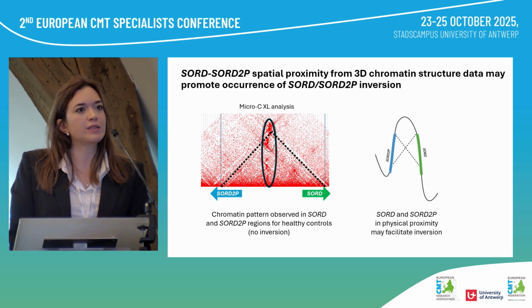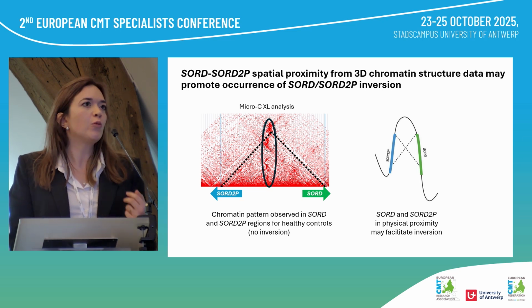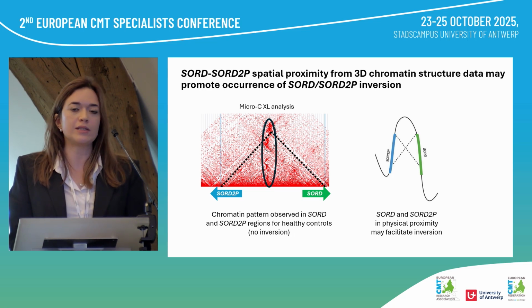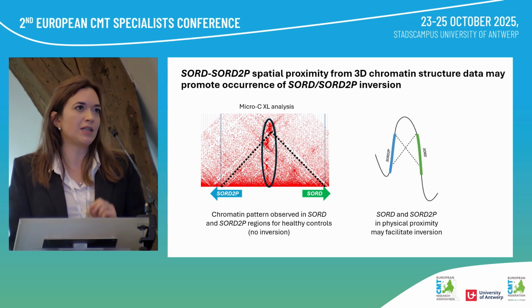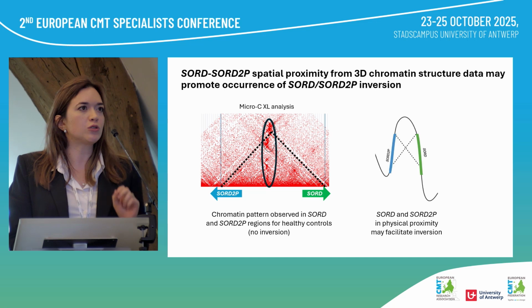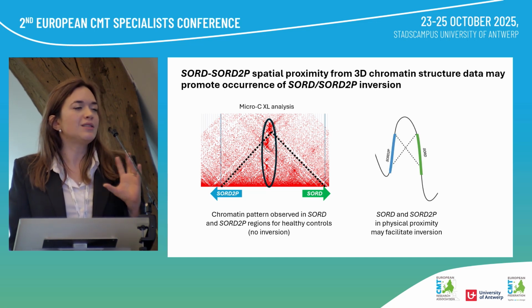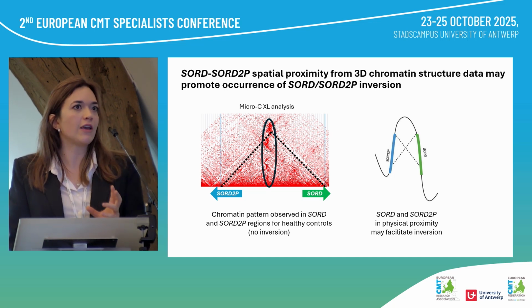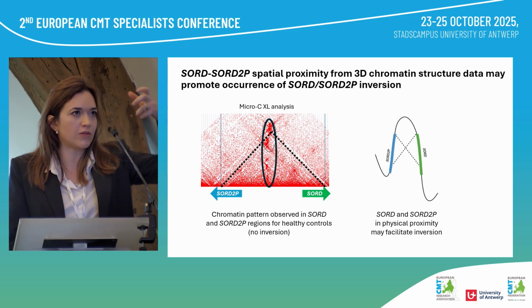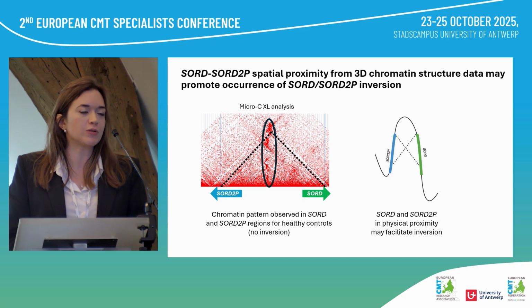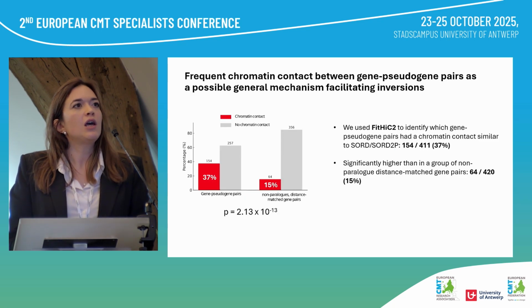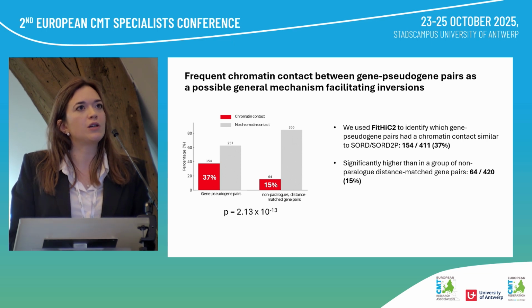So we looked at the micro-C tracks, which are heat maps, where the brighter the red color is, the stronger and more frequent are the interactions between 2 loci. And so you can see by this striking interaction pattern between SORD2P and SORD, they seem to be in high physical proximity, probably because of a chromatin loop, and maybe it is this physical proximity that promotes the occurrence of the inversion. And this appears to be a general trend in our candidate gene pseudogene pairs.